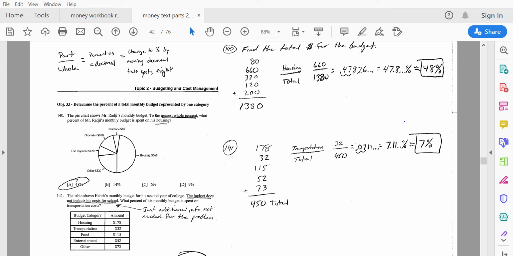We get 7.1%. And they're going to be rounding this. So we do our rounding rules. Since that's a 1, we keep it at 7%. Letter D. Okay. Now this one you can't really do just by looking at.